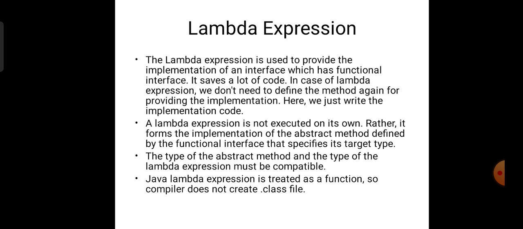Then lambda expression is used to provide the implementation of an interface which is a functional interface. It saves a lot of code. Lambda expression does not execute on its own. It implements the abstract method defined by the functional interface that specifies the target type. Java lambda expression is treated as a function, so the compiler does not create a class file. So it is used to provide the implementation of the abstract method defined by the functional interface that specifies the target type.